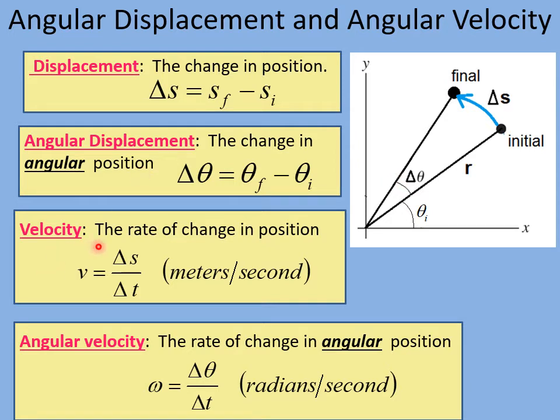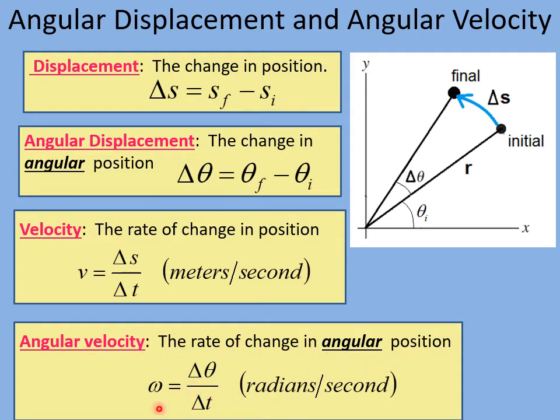Just like velocity is the rate of change in position, so velocity is equal to delta S over delta T, where delta S is just a length in meters. Now we're going to talk about something called angular velocity, which is the rate of change in angular position.